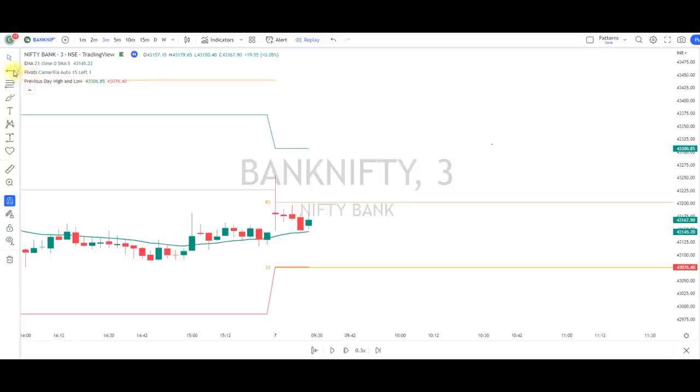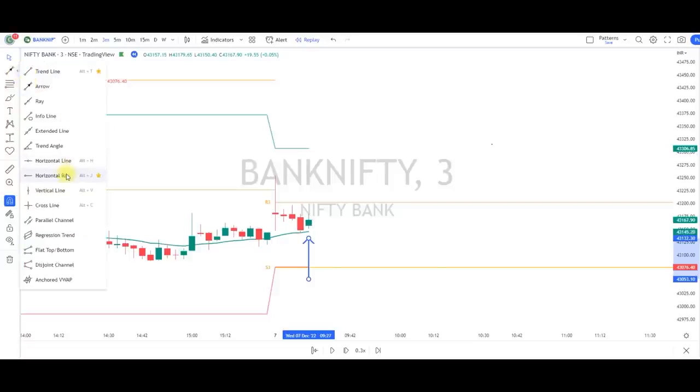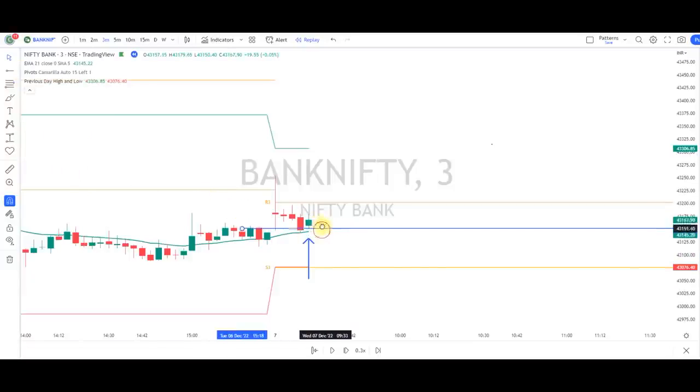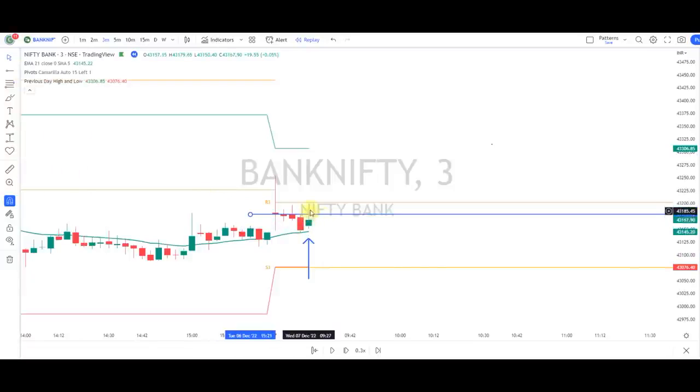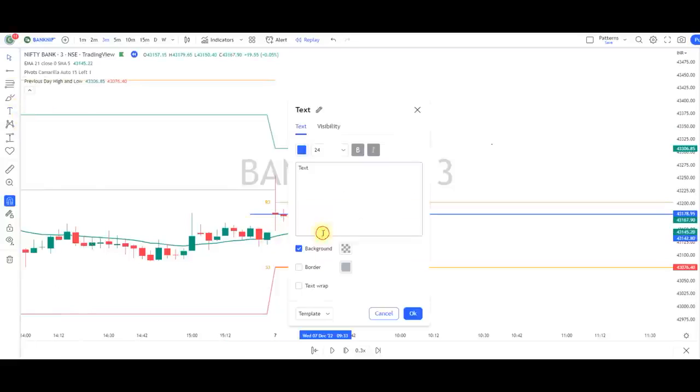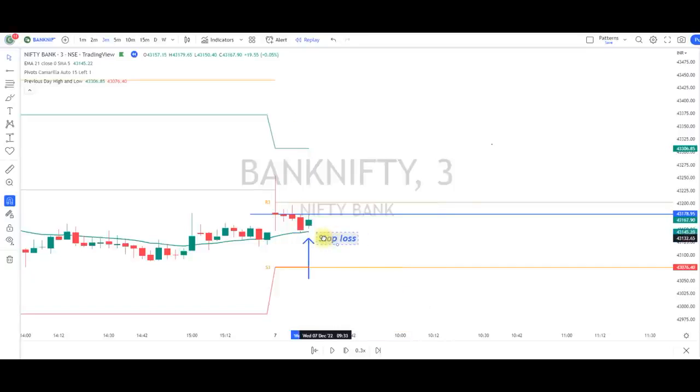So when you see this green candle gave a close above the 21 days moving average. Also this green candle is above the previous day low and S3 level. So these are support zones. So we can enter above this green candle. If we get any green candle above this, we can enter above this. And the stop loss is the low of this green candle. So we can see now how the trade is going on.